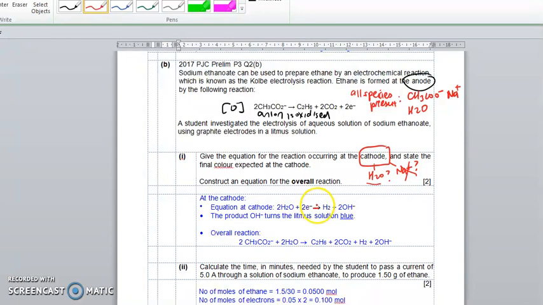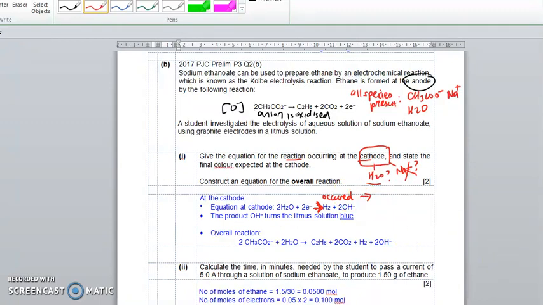So this is what happens. For the equation that occurs at the cathode, please write the full forward arrow because it really occurred already. Full forward arrow. And you go to that booklet and check: water is reduced to give H2 and OH minus.